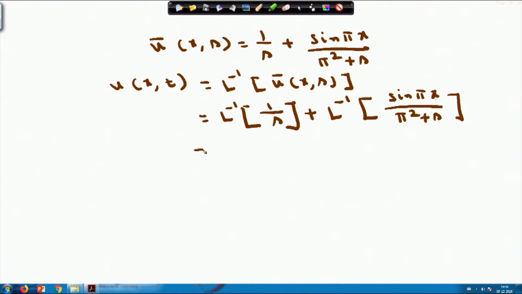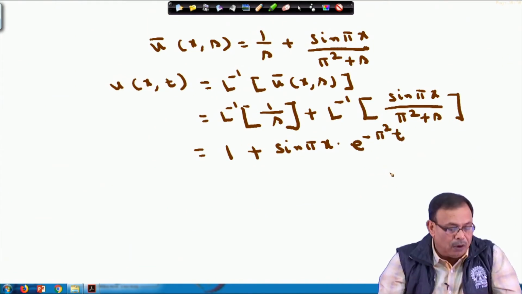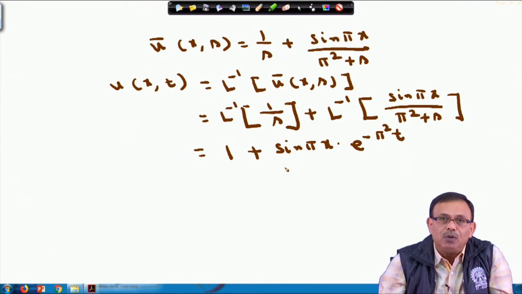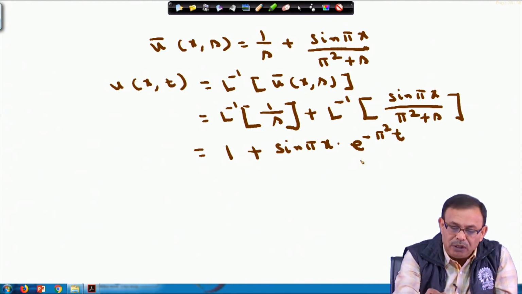Laplace inverse of 1 by s is nothing but 1, sin pi x will come out and you have only 1 by pi square plus s. So, sin pi x comes out, and Laplace inverse of 1 by pi square plus s is e power minus pi square t. This you can check on your own. Already this type of problem we have done earlier. So, that your solution becomes u x t equals 1 plus sin pi x into e power minus pi square t.